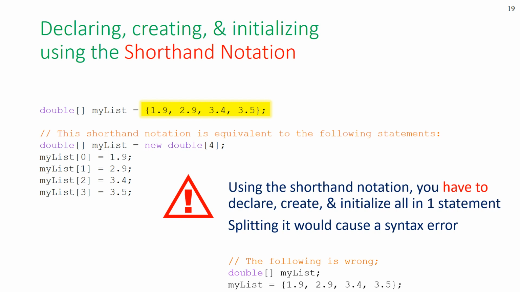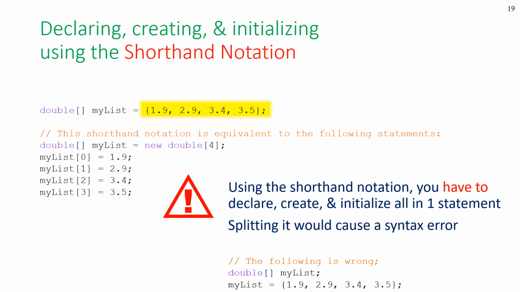So if I say double square bracket my list, declare a reference variable named my list. Sorry, this is a little bit low. I'll try to avoid that. My list is a reference variable to an object of class double array. Okay, I haven't created the object yet.